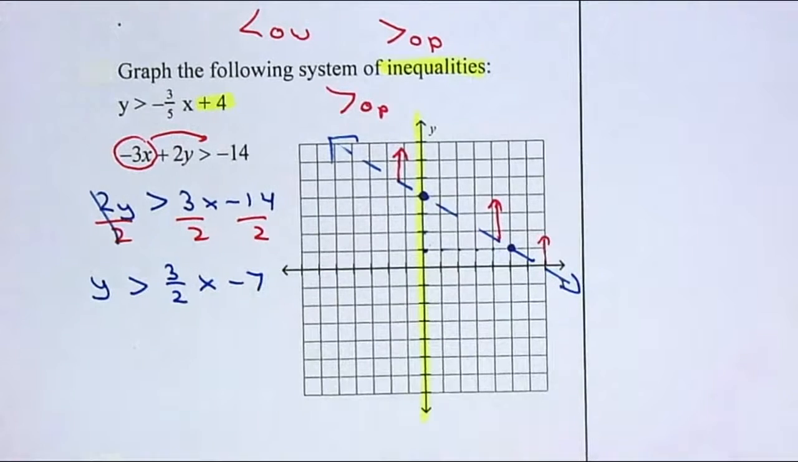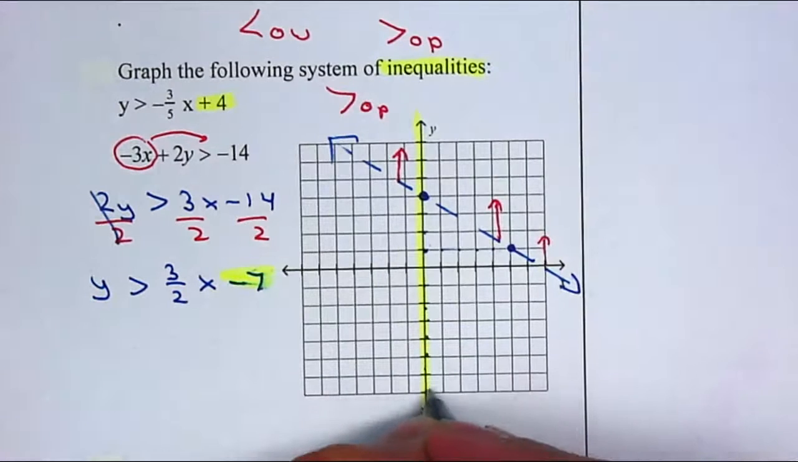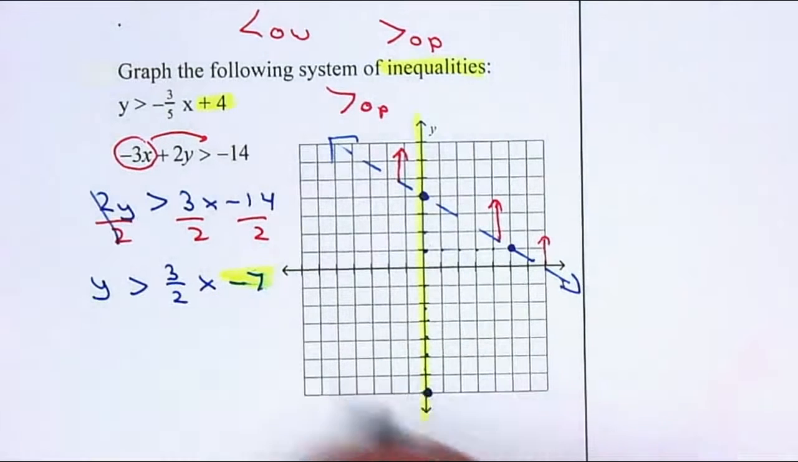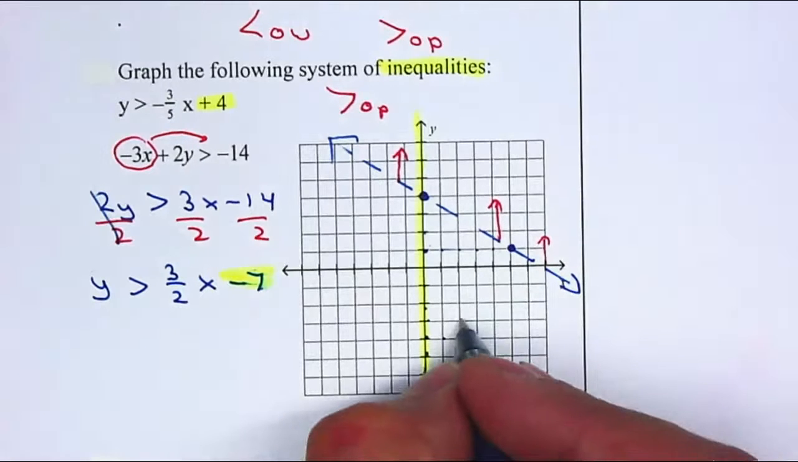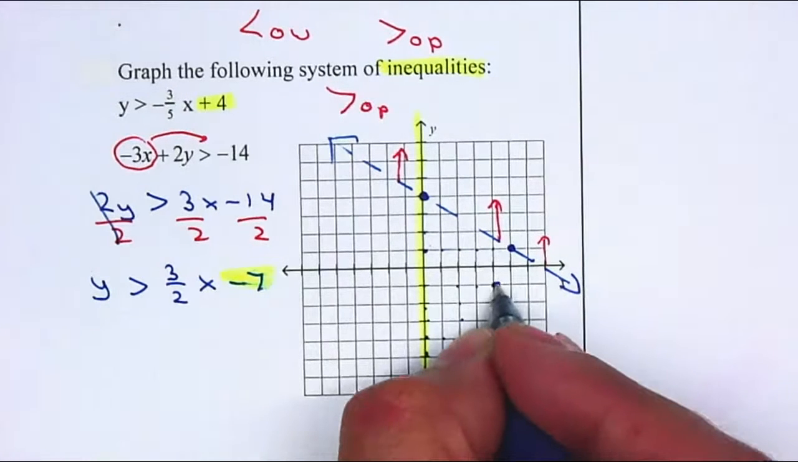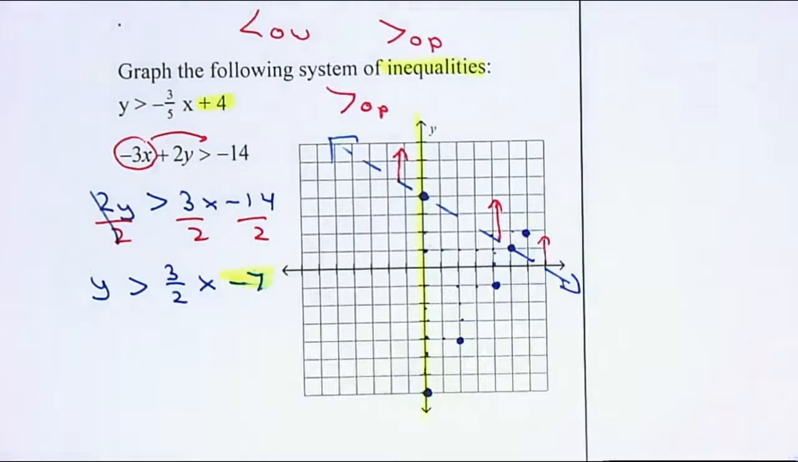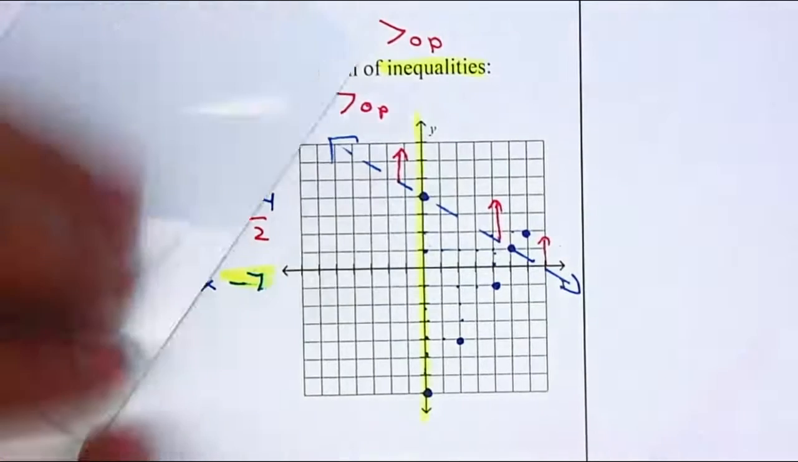Now I'm going to graph it. The y-intercept is negative 7: 1, 2, 3, 4, 5, 6, 7. My slope is up 3, to the right 2. It's positive, so I'm going to go up 1, 2, 3, and over 2. Remember that you want to repeat your slope as many times as possible: 1, 2, 3, 1, 2. And that's it. In this case, it's also going to be a dashed line.